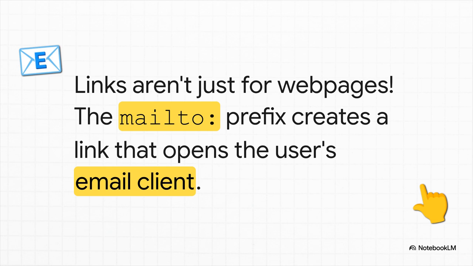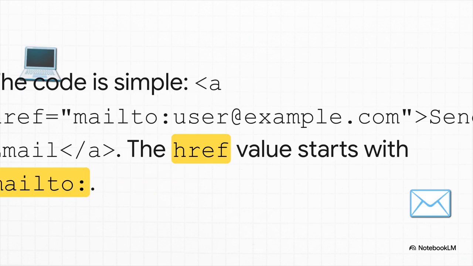And get this. Links aren't just for going to other web pages. You can use them to trigger other actions. A really common trick is using the mailto prefix. This tells the browser, hey, don't go to a website, open up the user's default email app and start a new message for them. And here's what that looks like in the code. See that? Instead of an address starting with HTTPS, the href just starts with mailto and then the email address. The link text can say whatever you want, like send email or contact us. It's just a simple, really clever way to make your page a little more interactive.